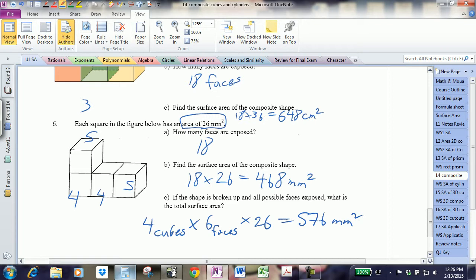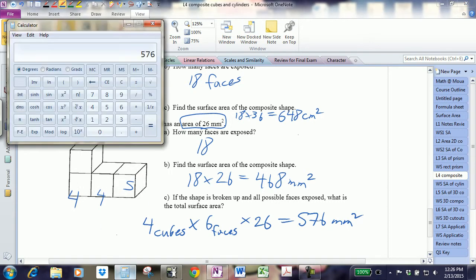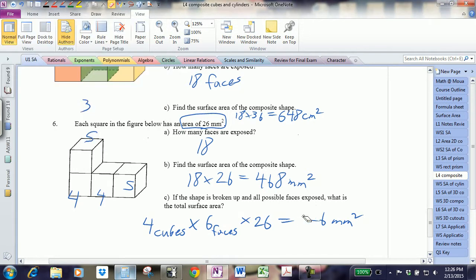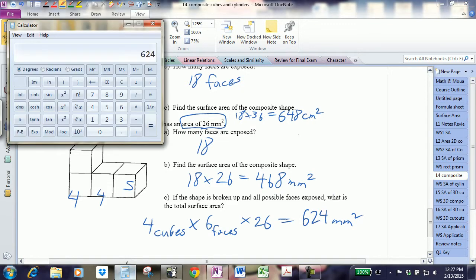Yeah, it's a little bit tricky. But this would be 4 times 6. Oh, did I do that wrong on my calculator? 4 times 6 times 26. 624. Thanks. I'm glad someone's paying attention. Good.